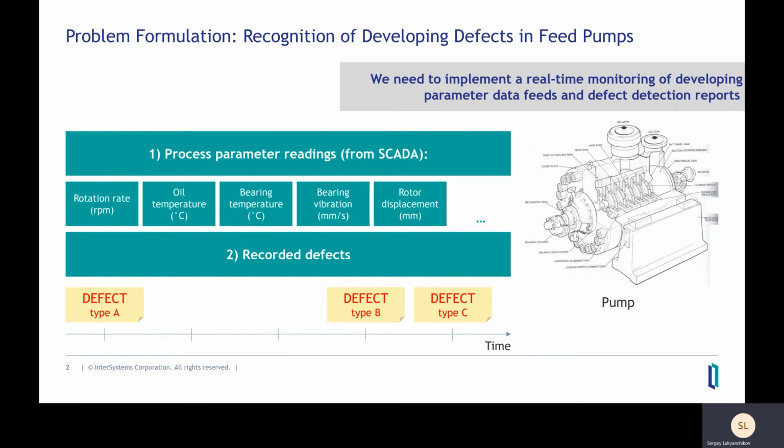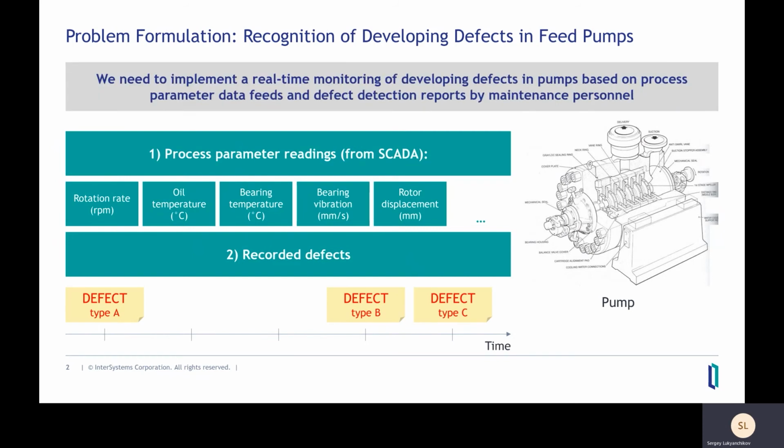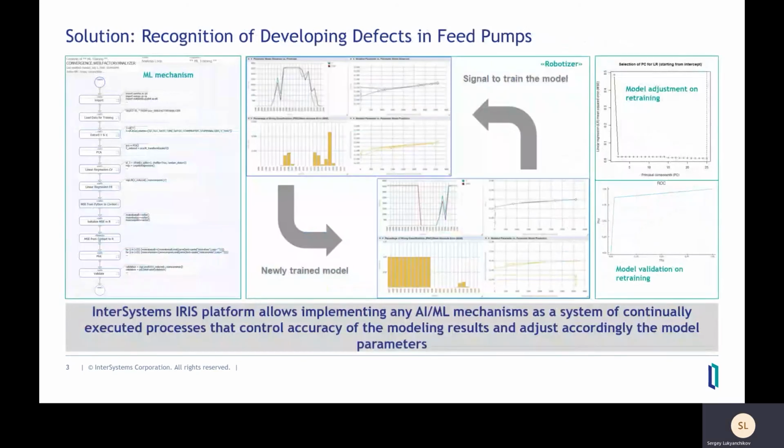The problem formulation is rather challenging, namely, we need to implement a real-time monitoring of developing defects in pumps based on process parameter value readings and defect detection reports by maintenance personnel. We'll skip in our video the mathematics that goes into our solution, but we'll be glad to discuss it with you directly. And we'll concentrate instead on the real-time automation implemented using InterSystems Iris platform.